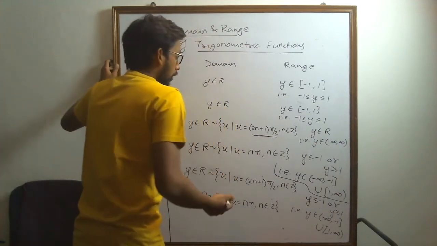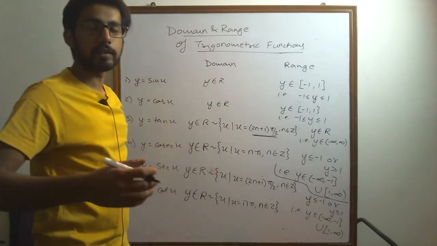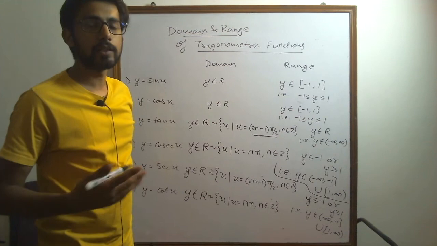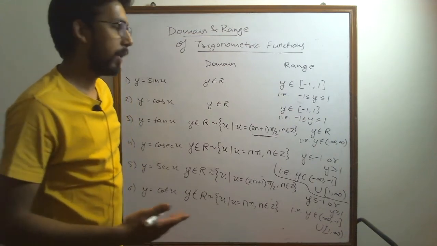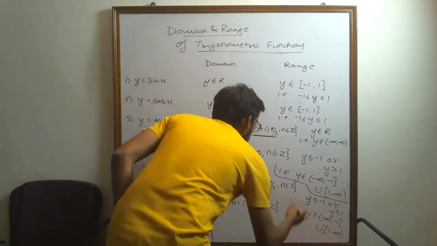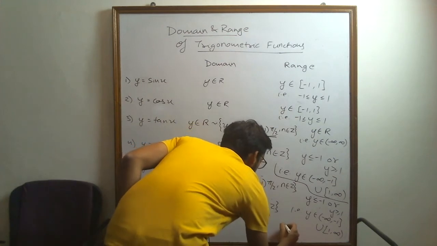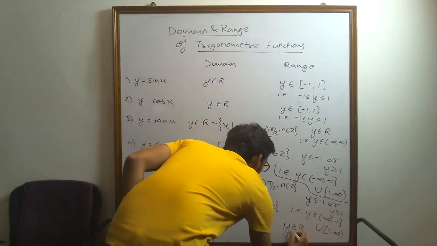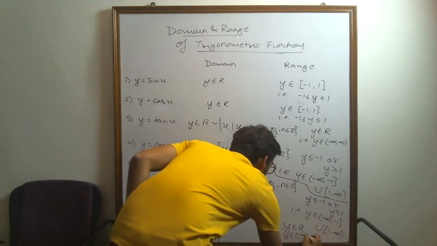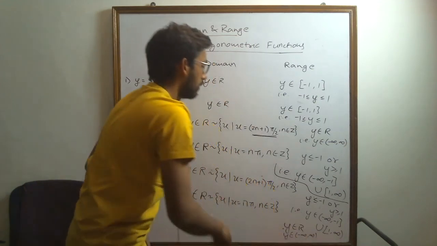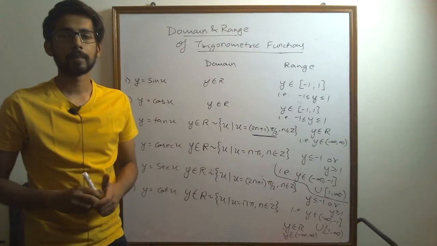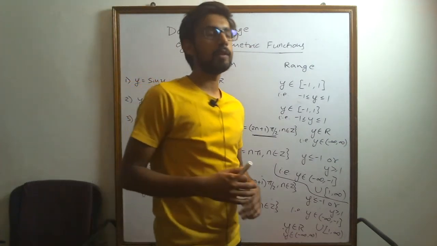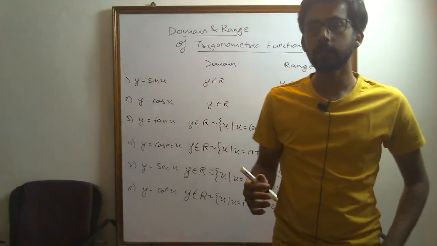Now the range of cot x, since cot x is the reciprocal of tan x, its value also ranges from -infinity to infinity. So the range of cot x is the set of real numbers, that is, y belongs to the set of -infinity to infinity. So we covered the domain and range of trigonometric functions in this video.